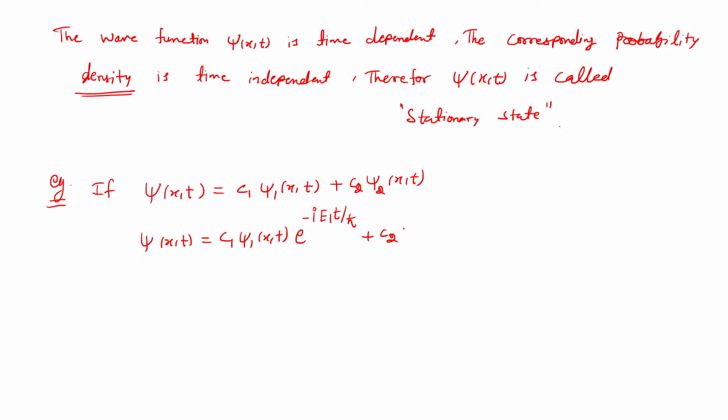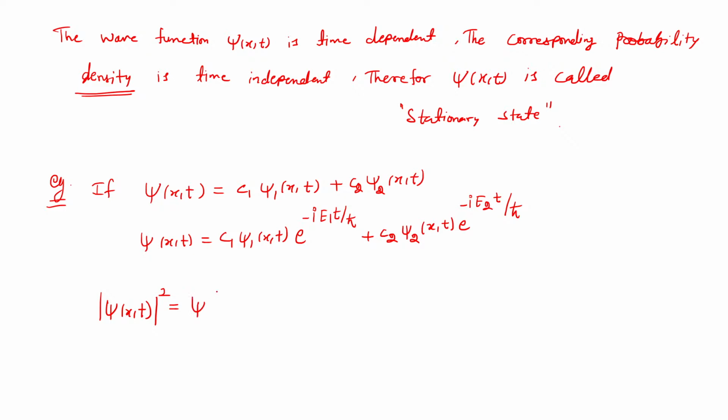c2, if there is any doubt while writing this expression, you can comment, otherwise it's fine. I think it is easy for all to understand. This is E2 t over h cut in the exponential. Because this is psi 2 and this is psi 1, the energies will also be different, E1 and E2, that we have to take care of. If the energies are different, in that scenario, what will your probability density, psi x t mod square, be?